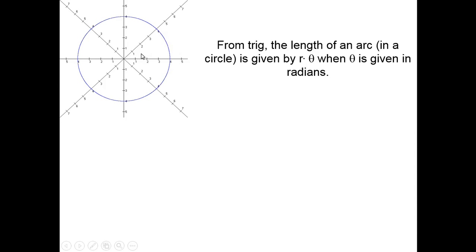So for example, if theta, let's say, were pi over 4 radians, so just this first little wedge right here, and let's say the radius was 4, pi over 4 times 4, this would be an arc length from there to there of pi units.